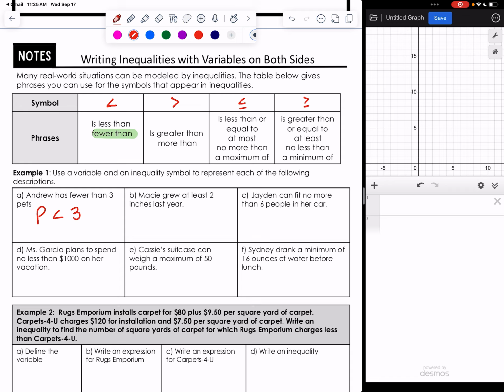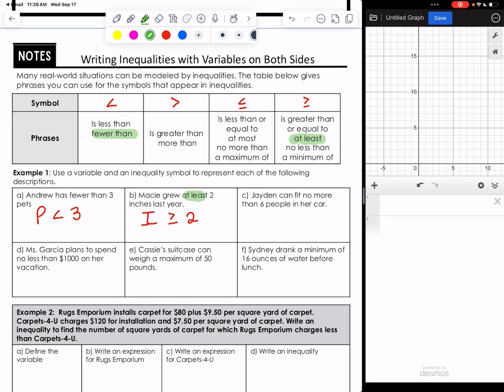Okay. Problem B, Macy grew at least 2 inches last year. Now, think about Macy's growth. If she grew at least 2 inches, that means she could grow 2 inches, 3 inches, 4 inches, 5 inches, 6 inches. So her number of inches must be greater than or equal to 2. And that phrase was right up here, at least, greater than or equal to.